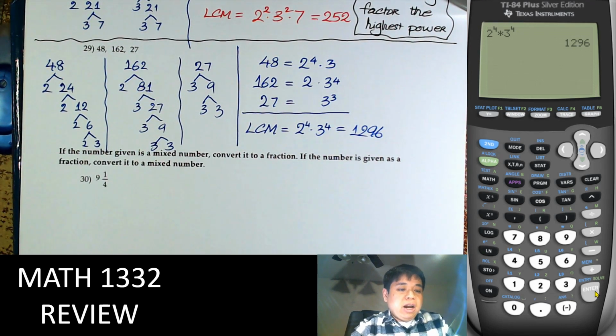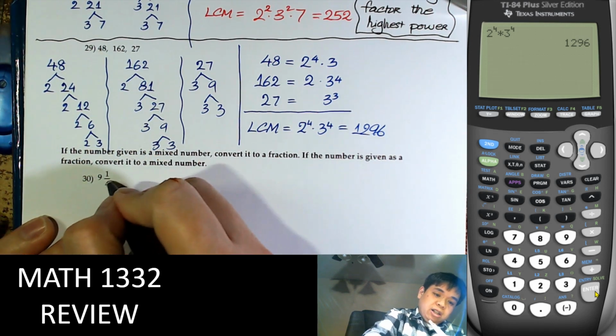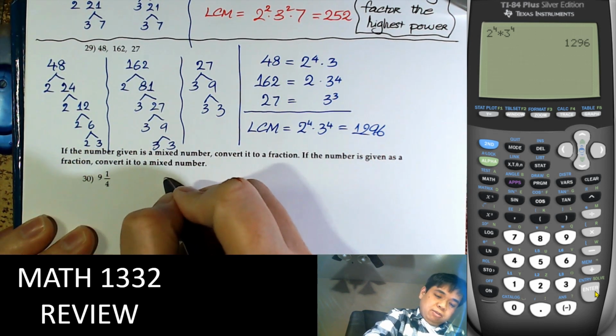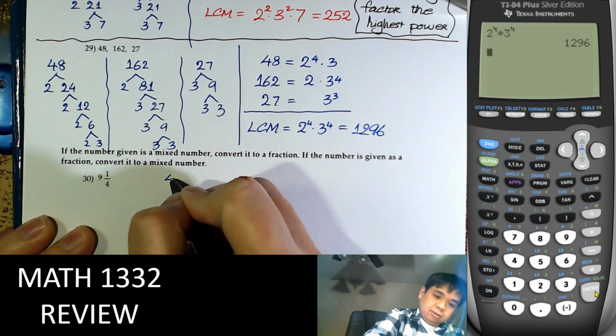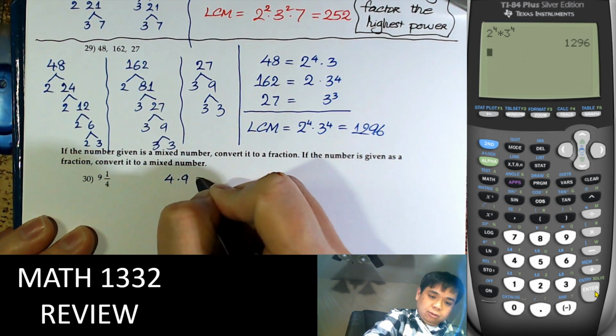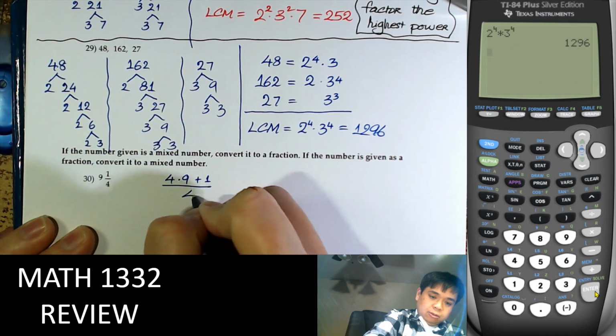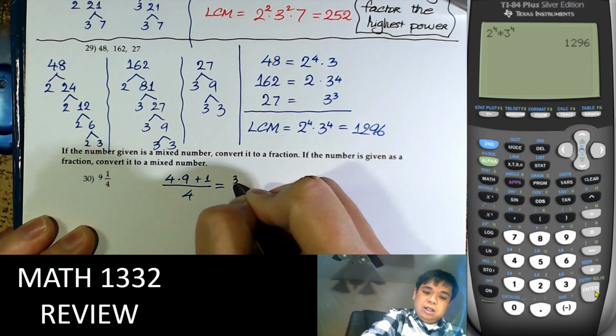Now, if the number given is a mixed number, convert to a fraction. If the number is a fraction, convert to a mixed number. Well, this is the mixed number. So to convert to a fraction, we just multiply and add to the top. That is 37 over 4.